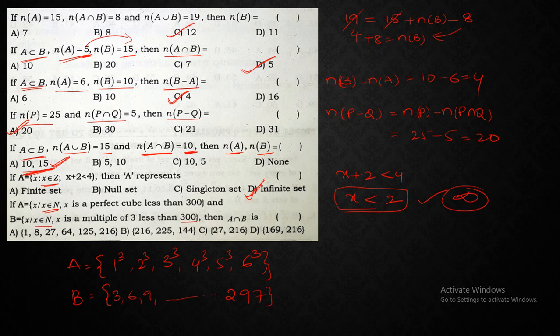297. So what is A intersection B then? A intersection B, what you are going to get? The common values, right? So 3 cube, next 6 cube. What are the values that we are going to get? Only the cubes. So 3 cube and 6 cube, because these contain the multiples of 3. So what is the answer? 27 and 216. So the answer is 27 comma 216.